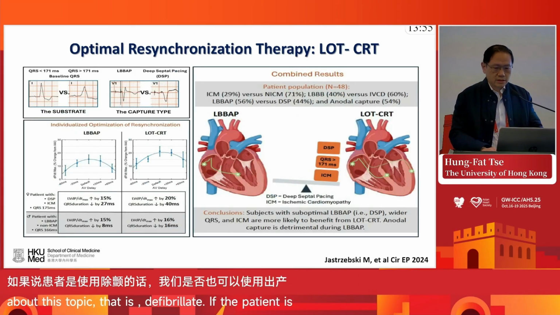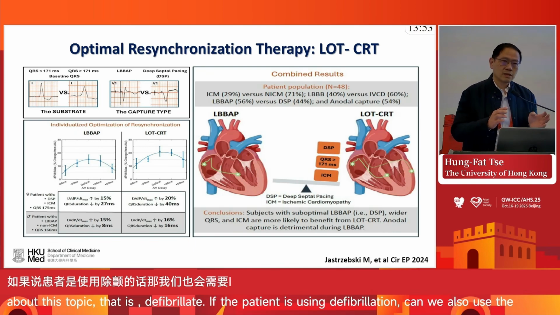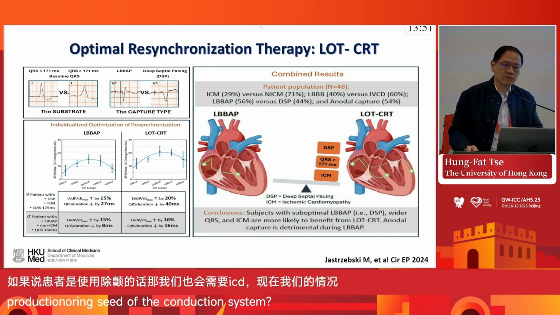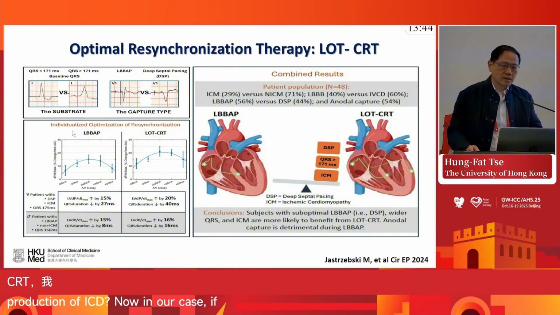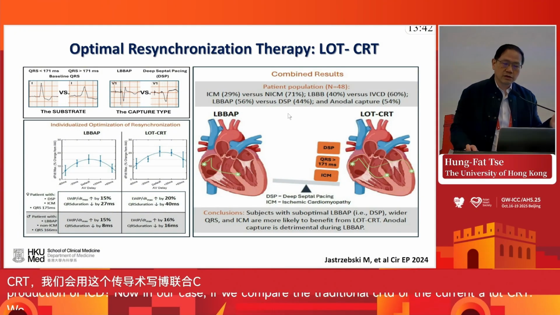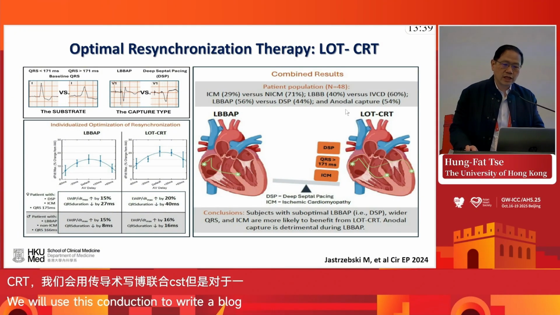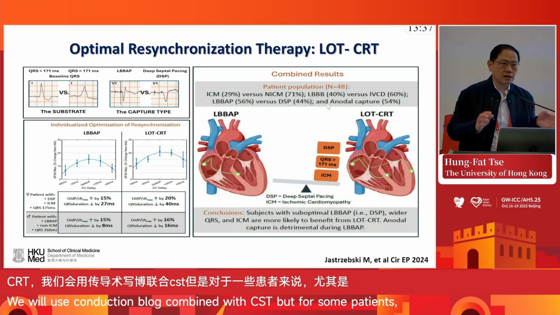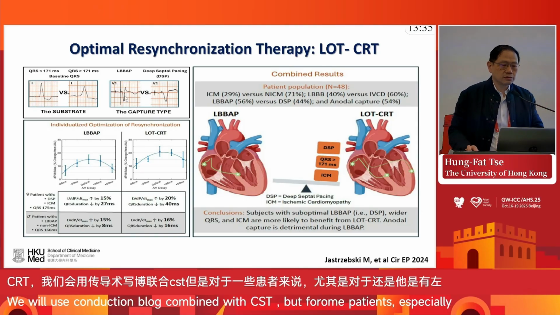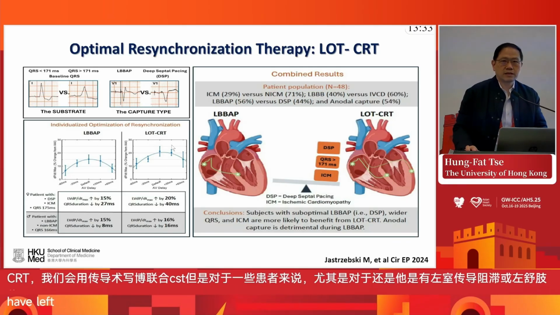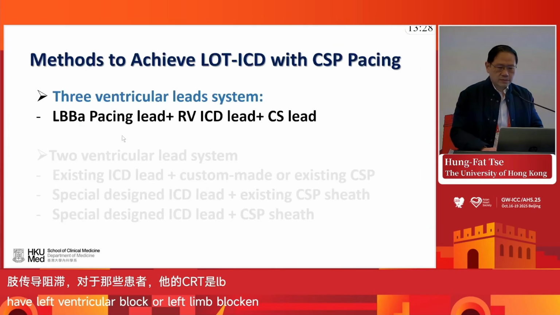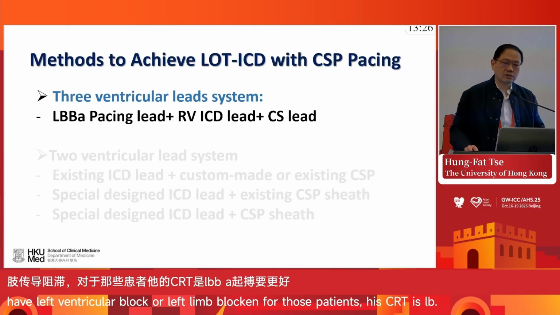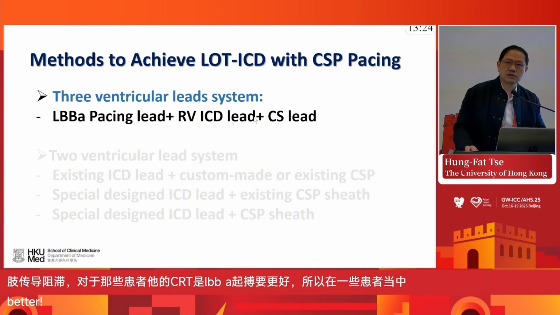Now, currently, the situation is when you're comparing the conventional CRT-D, or even what we now call LOT-CRT, you're using conduction system pacing together with the CRT-D. In fact, in some of the patients, especially those with left bundle branch block and a very delayed QRS complex, LOT-CRT is actually better than LBB area pacing. So in certain patients, how can we achieve LOT-CRT using conduction system pacing?